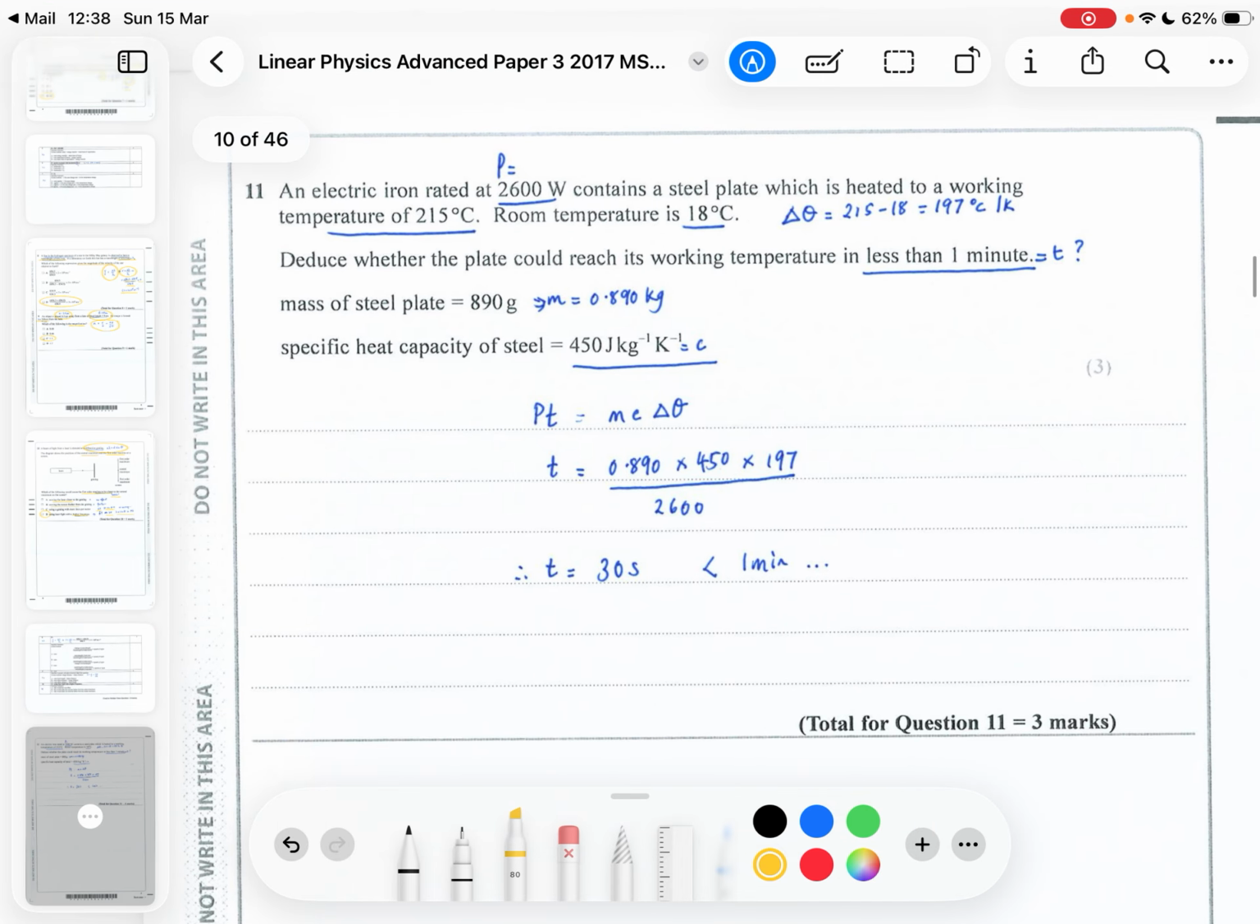Question 11 is now the structured questions. So in the IAL, they call this section B. Over here, they don't differentiate.